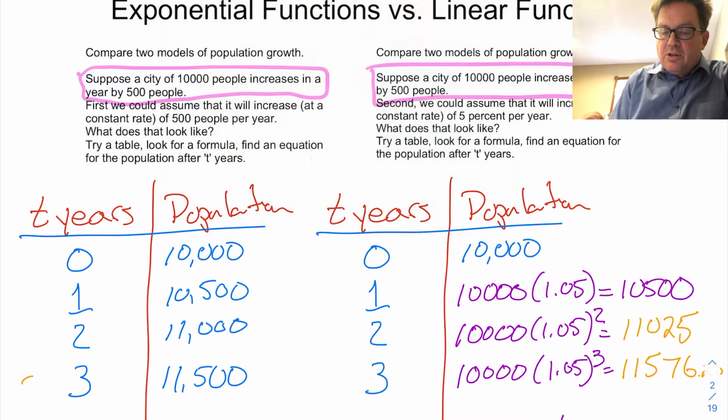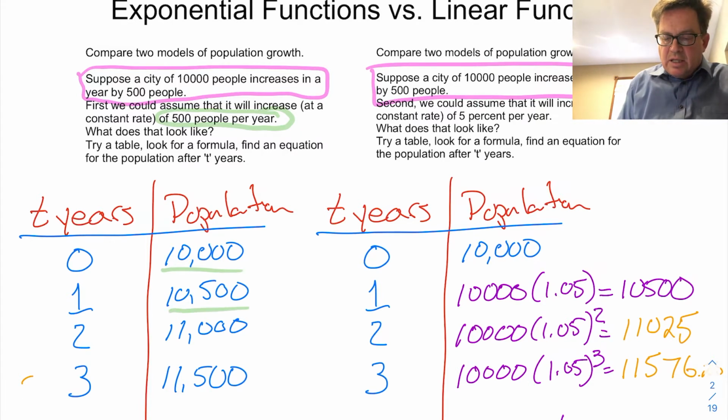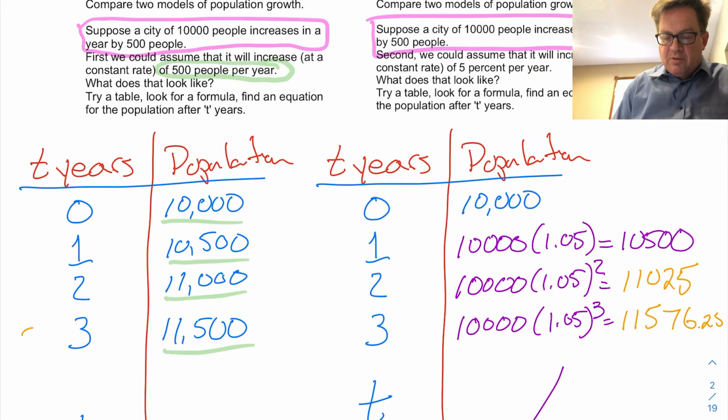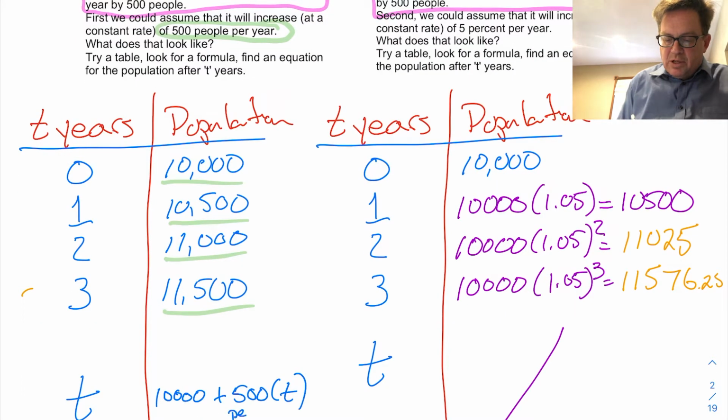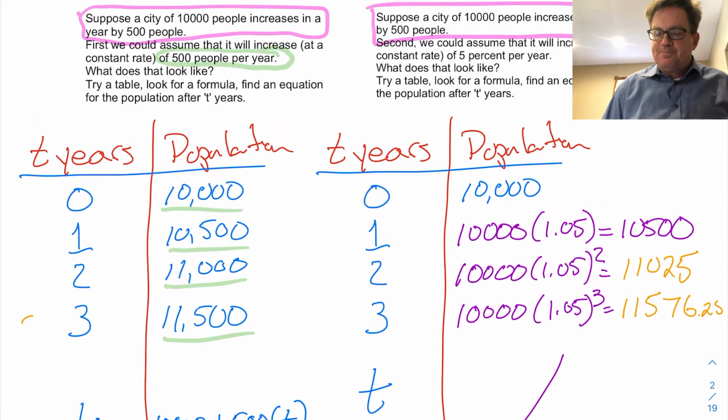But the difference is on the left, it's increasing by 500 people per year. Every year, 500 people, 500 people, 500 people, okay? So the population will be 10,000, then 10,500, then 11,000, then 11,500. And we can get a nice formula for that. That just means we start at 10,000, and every year we add 500 times t. That's a nice slope. People per year is constant. So every year you add 500 people and you get a nice linear function, okay?